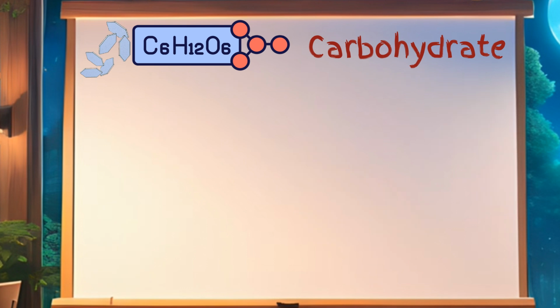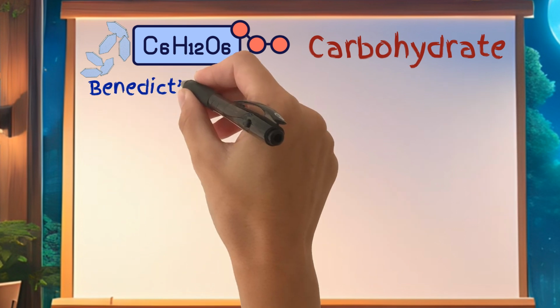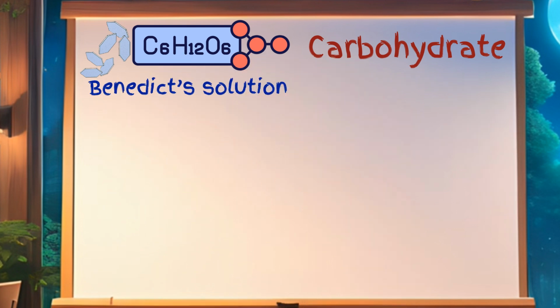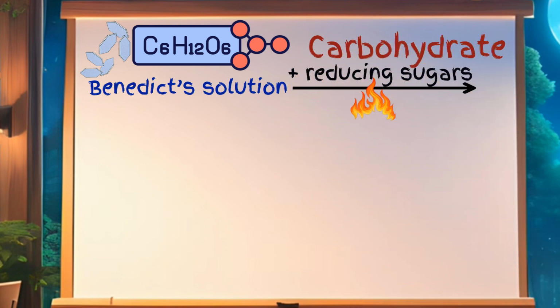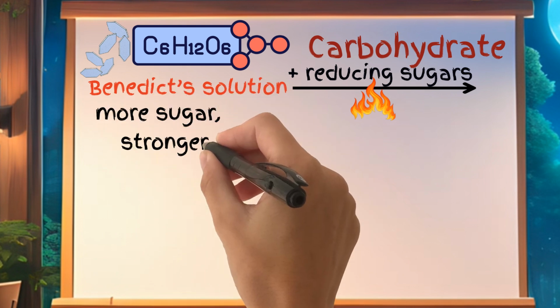Another indicator used to detect most sugars is Benedict's solution. Benedict's is blue when you start. But when it's heated with reducing sugars, like glucose, it begins to change. First green, then yellow, then orange, and finally orange-red or brick red if there's a lot of sugar. So basically, the more sugar, the stronger the color change.